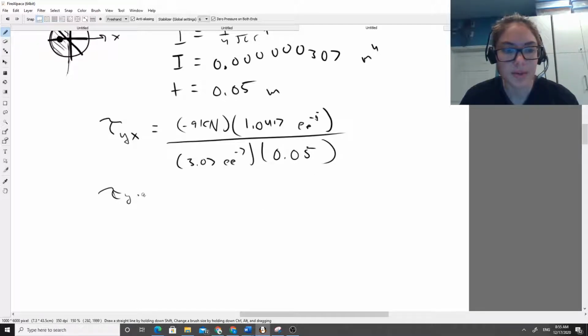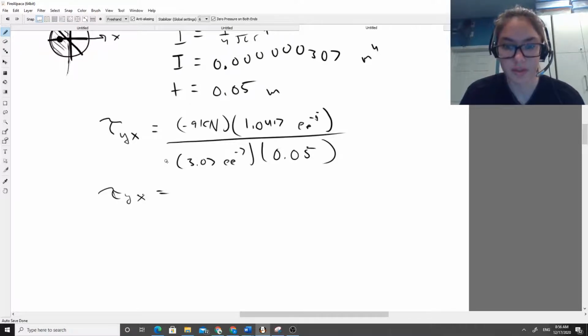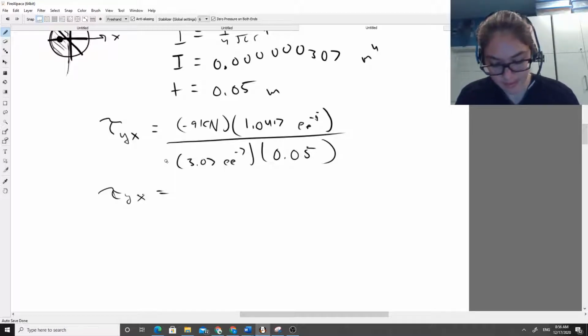That's going to be tau YX, which is equal to 9 times 1,000, right, because that's kilonewtons, times 1.0417, equal to that, times 9 times 1,000, divided by 3. Oops. I keep messing up my calculator. Okay. Let's do this again.